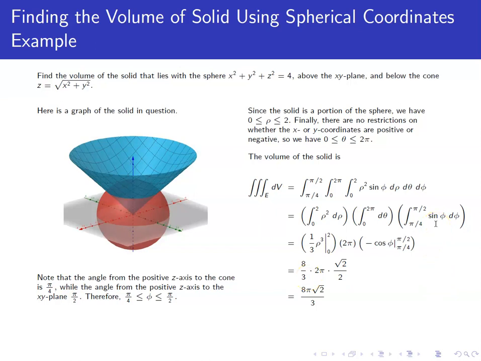The antiderivative of sine of phi is negative cosine phi. Evaluated at both endpoints and subtracting, we'll get root 2 over 2. So putting everything together, we'll get 8 pi root 2 over 3.